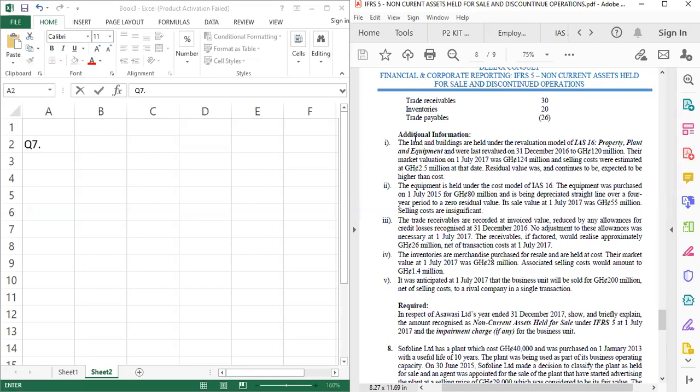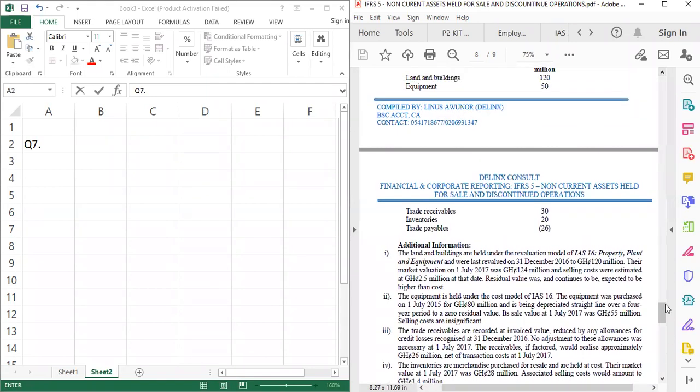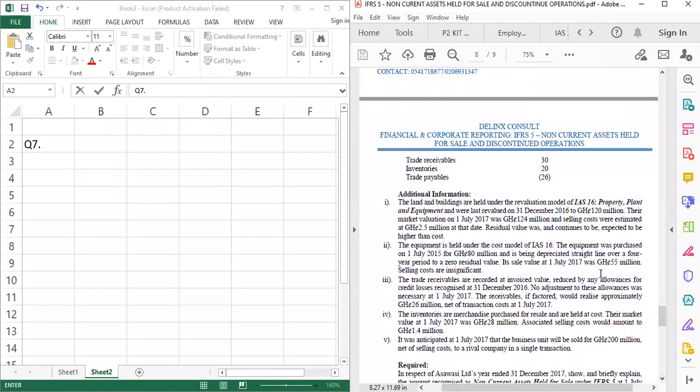The land and building are held under the revaluation model of IAS 16, property, plant, and equipment, and were last revalued on 31 December 2016 to 120 million. So let's look at the value of land and building given to us. That was 120 million, from the previous revaluation. Their market value on July 2017 was 124 million, and selling costs were estimated at 2.5 million at that date.